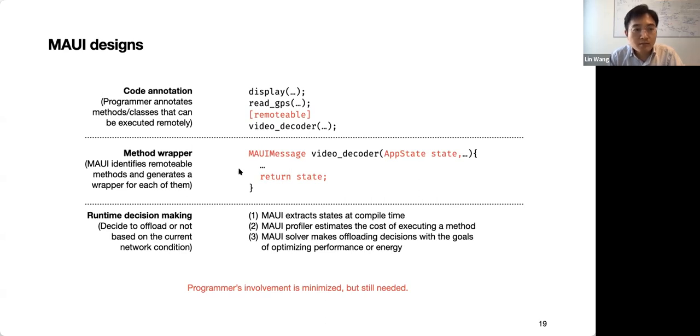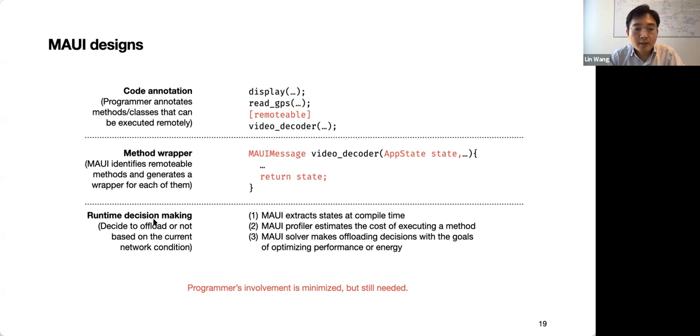There are two things we need to mention here. First is the parameter, the argument that we want to pass to the method. In addition to the parameters for the method itself, we also pass the application state to the remote server, because this method may modify the state during execution. Another thing to mention here is the return. Once the execution is done, the method may modify the state, and we want to return this state to the mobile device so that the mobile device can continue its execution. So this is more about state management.